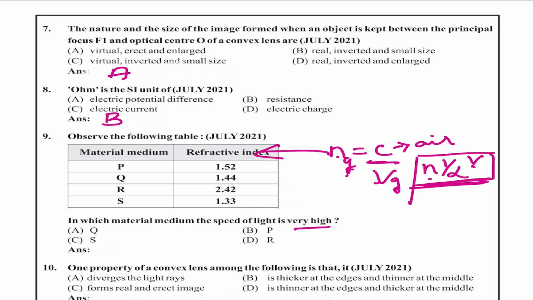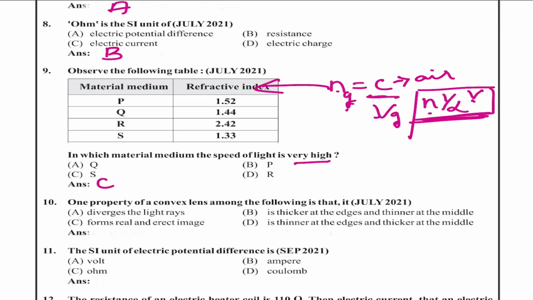So among the values given, we can see that the material medium S has got the least refractive index. Hence, the speed will be highest. So, the correct answer for question 9 is material medium S. And where is that material medium S? It is in option C. Coming to the next question.